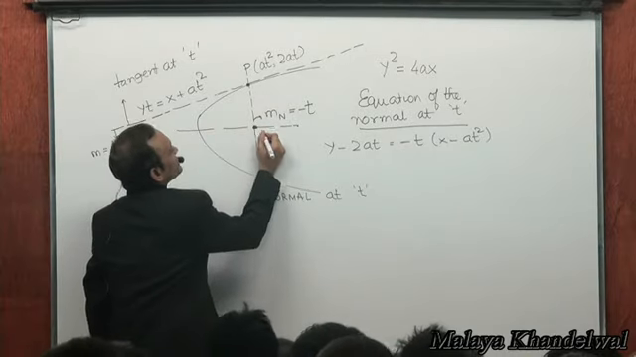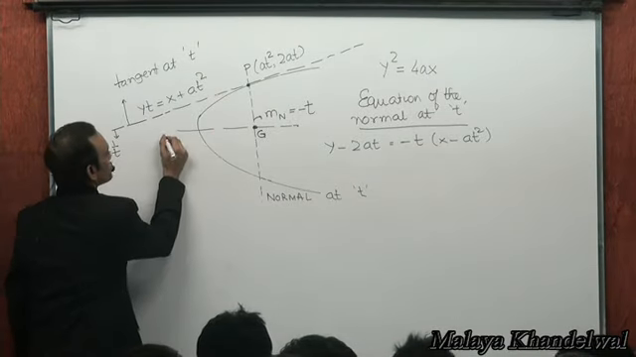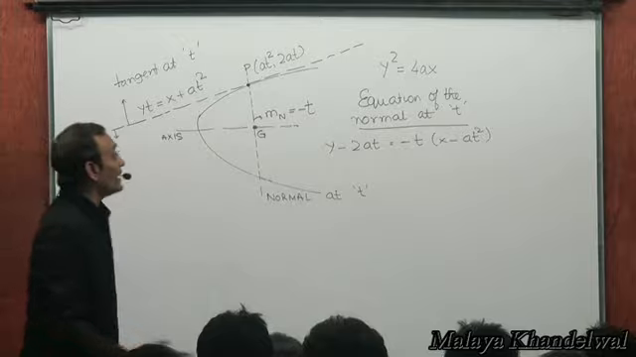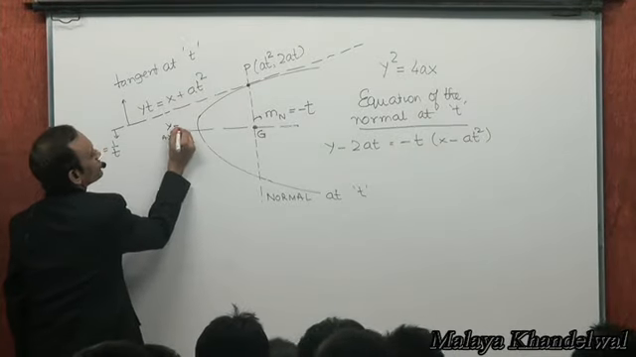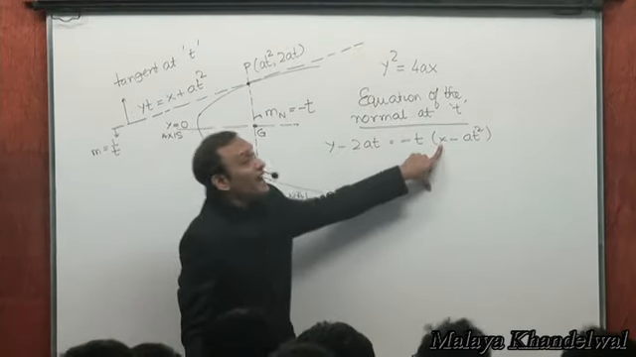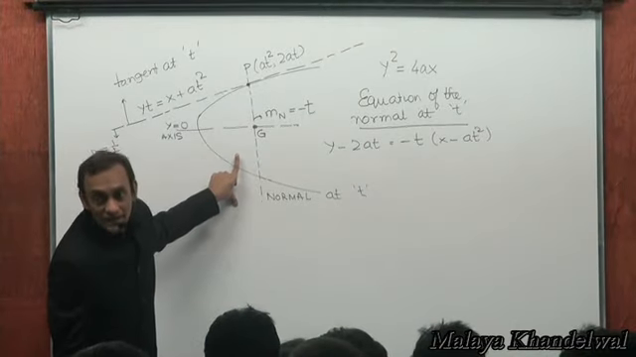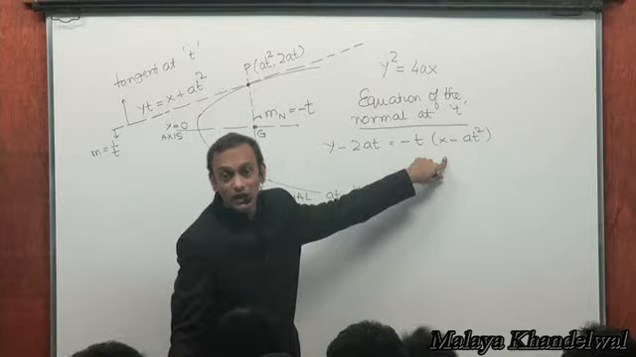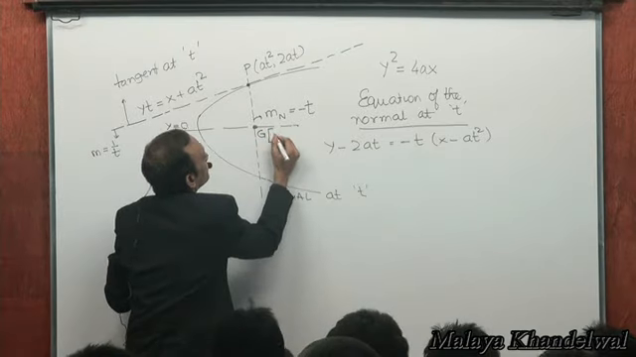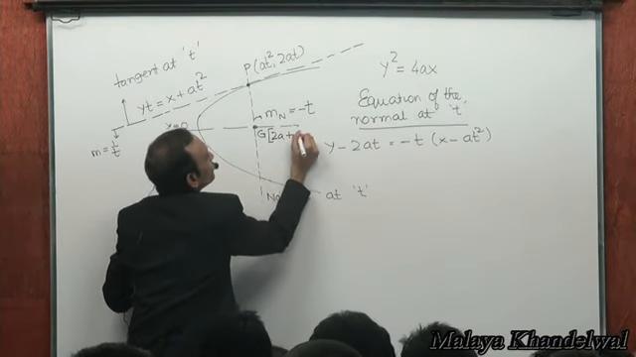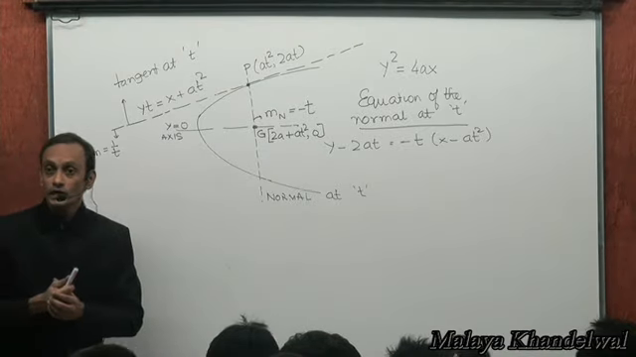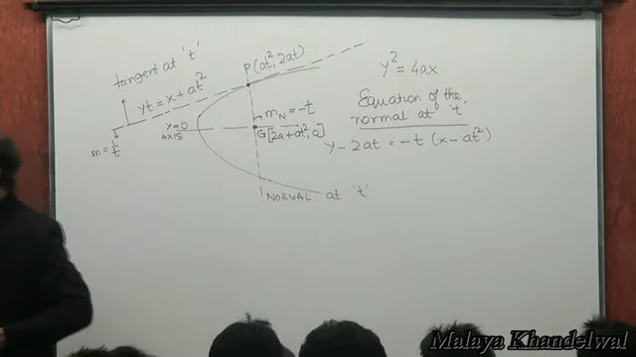This normal intersects the axis at G. If this is the axis of the parabola, then the point where the normal intersects the axis is commonly referred to as G. In this case, the axis is y equal to 0. The x-axis is the axis for a standard parabola. So if you plug in y equal to 0 in the equation of the normal, you get the x coordinate of G. Yes or no? So plug in y equal to 0. x is then 2a plus at squared, which would be x of G, the point where the normal intersects the axis. Right?